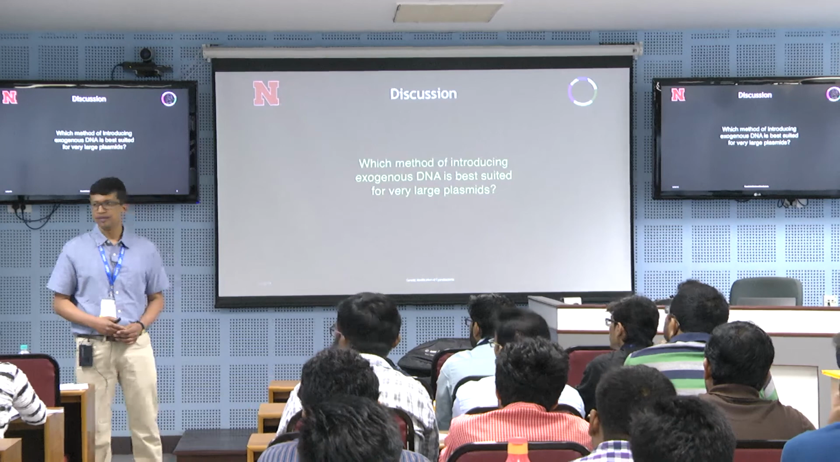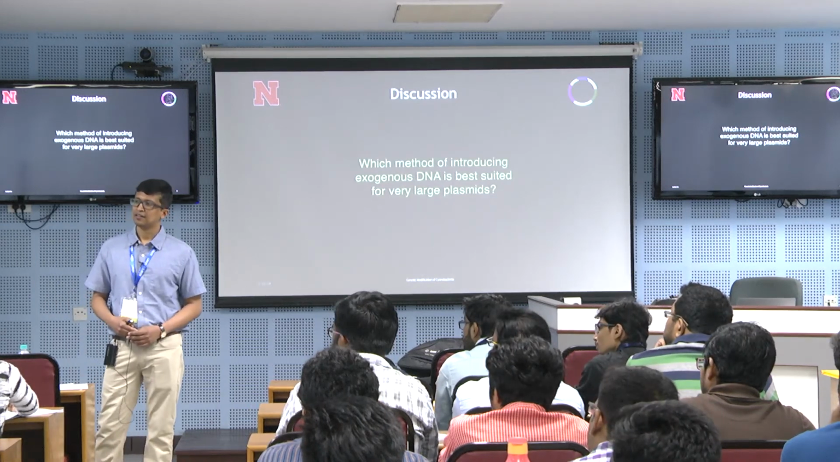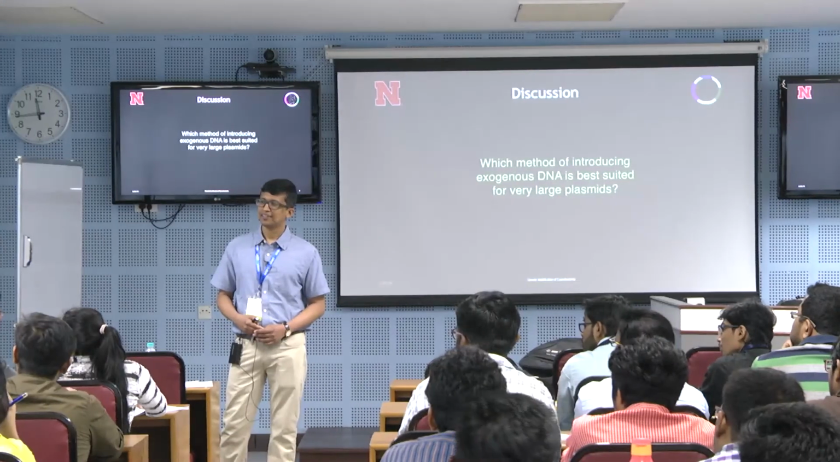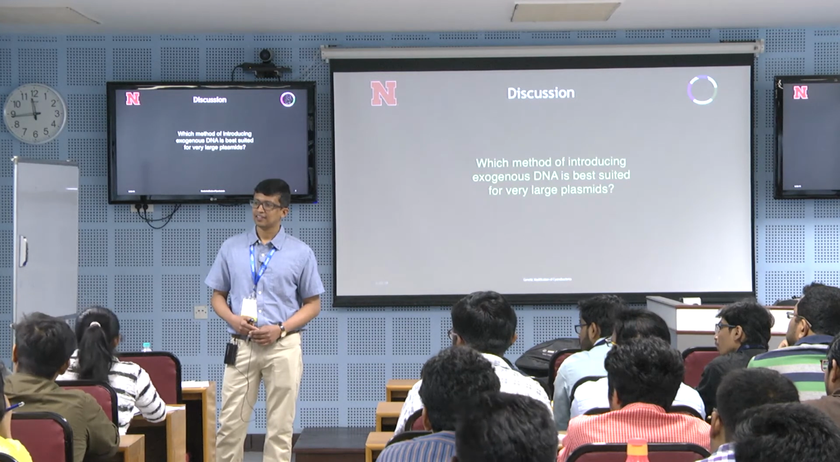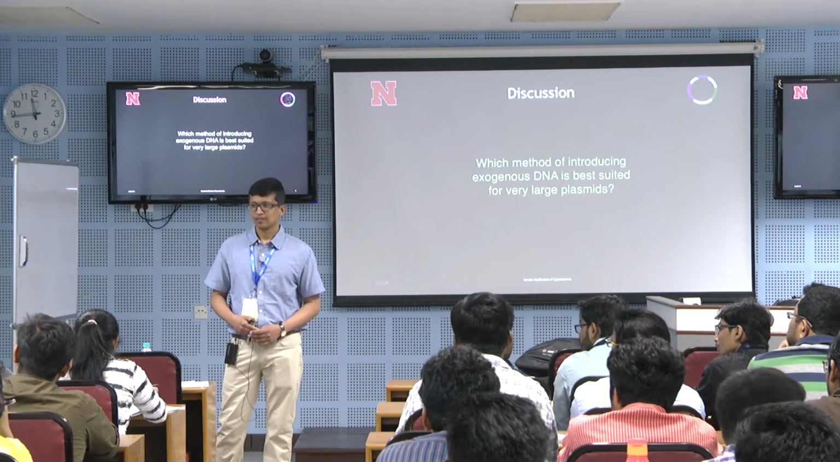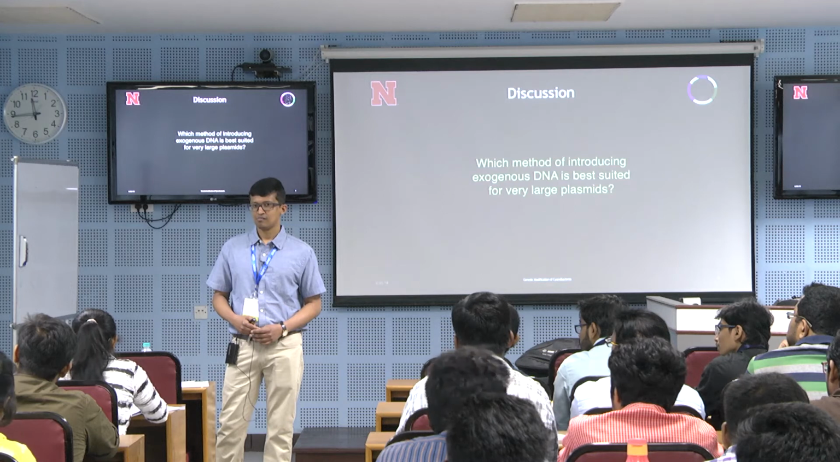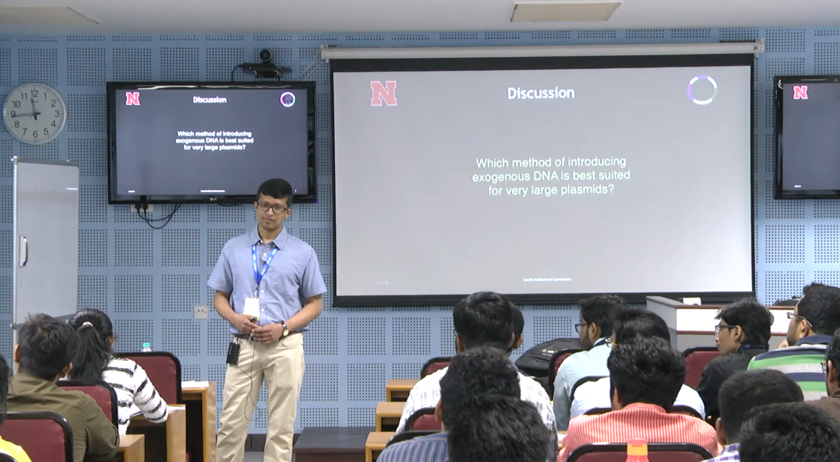But in natural transformation, the competence level of the cell is very low. So you have to make the cell competent by chemical means, like calcium chloride, or by electroporation. It's just an alternative for making the cell more competent.